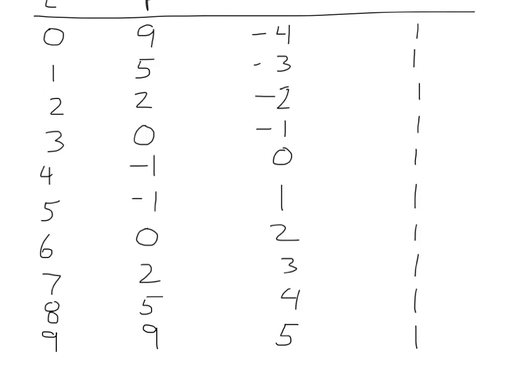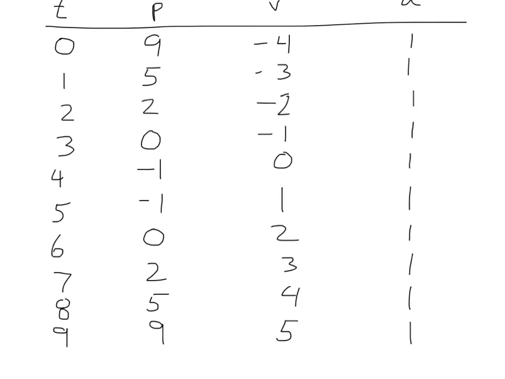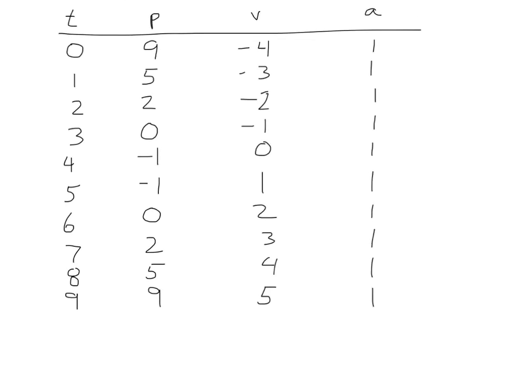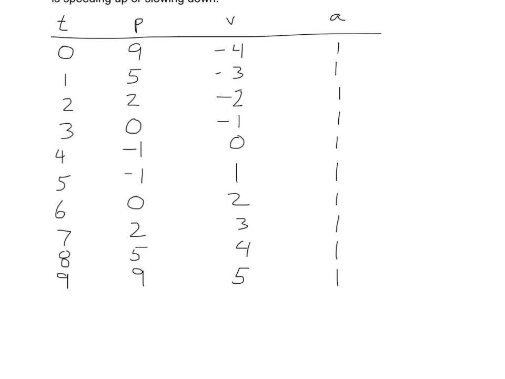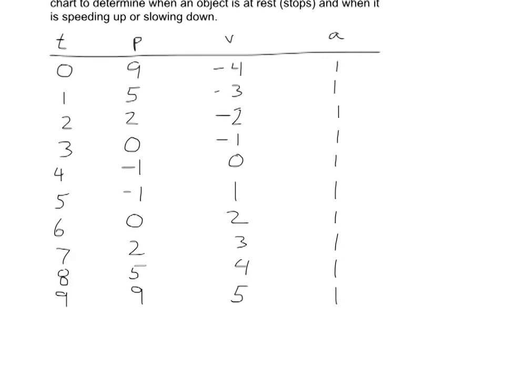So I've got this table of stuff, and we may be looking at this going like, okay, what's the point? What does this matter at all? I want to be able to answer some questions, and I'm hoping we'll be able to do that. We can even see the questions up above. The questions were, when is the object at rest, and when is it speeding up or slowing down?